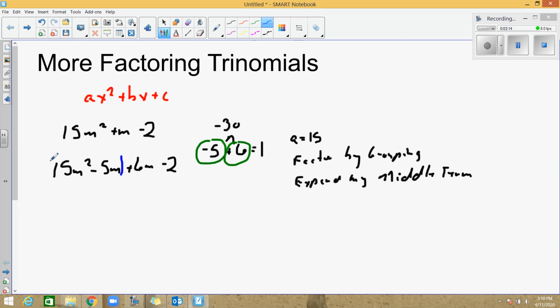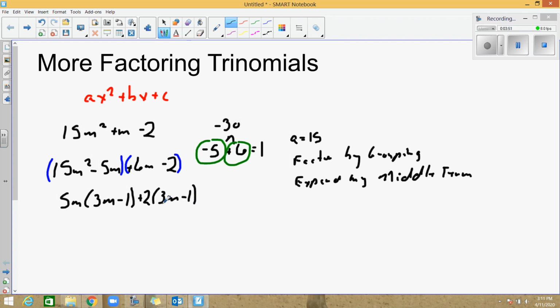So I'm going to group these two, and I'll group those two. I can pull out a 5 and an m. It leaves me with 3m minus 1, because if I divide by 5m, I still get that 1 value. Here, I'm looking to end up with the same result, so I've got to divide by a positive 2, and that will give me that 3m. Well, when I divide by positive 2 here and here, I still get that negative 1.